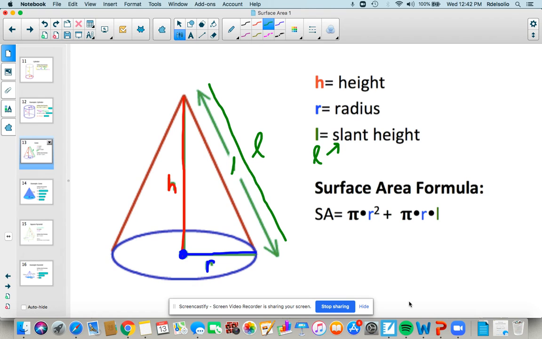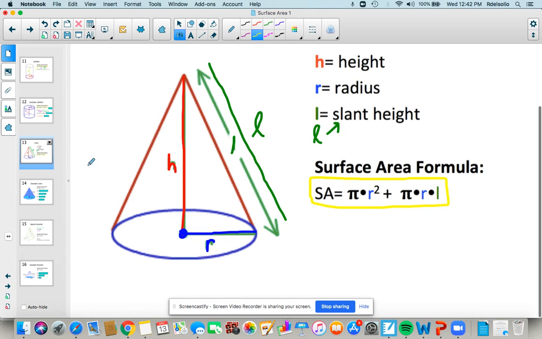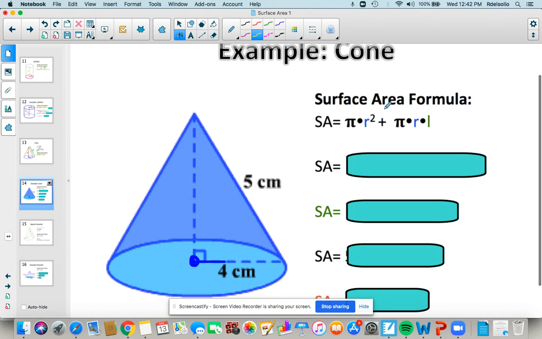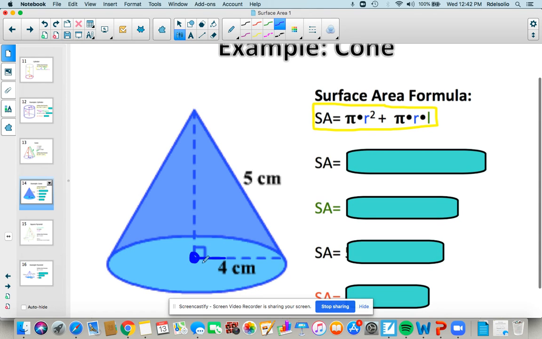So we're going to use the formula pi times r squared plus pi times r times slant height, which is L, to find the surface area of a cone. Let's look at an example. Again, we're using the formula pi times r, which is radius, squared, plus pi times r times L, and L is slant height. So let's look at our example.